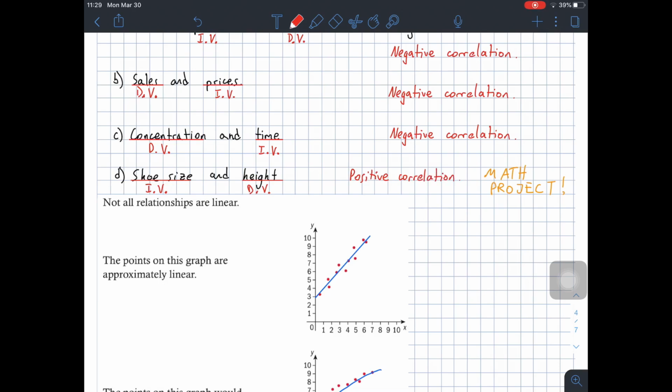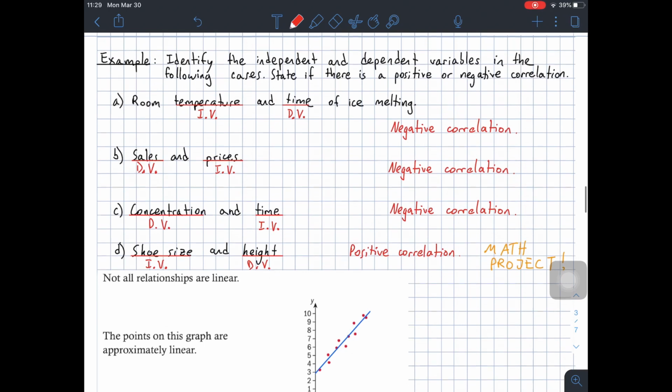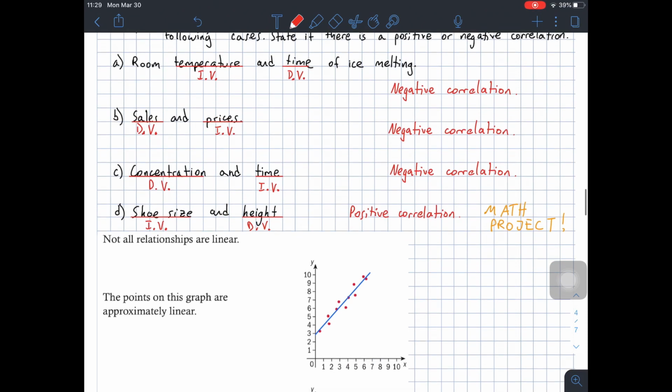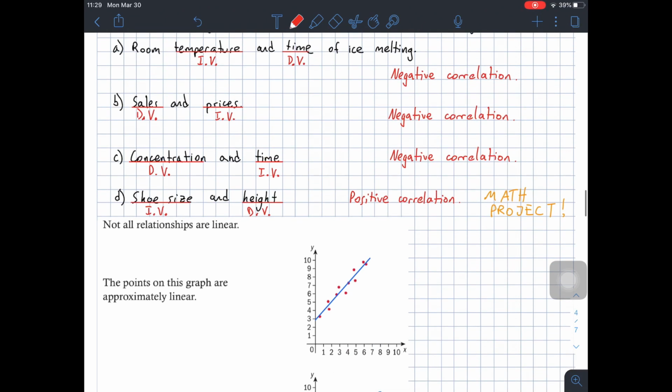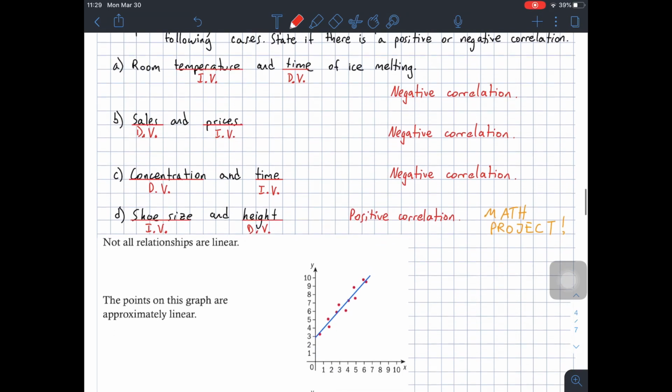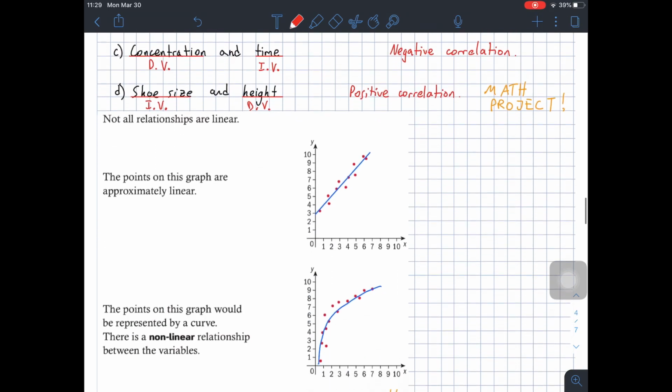Okay, so I think it's clear now how to identify independent and dependent variables and to classify the relationship as negative or positive, or maybe no correlation. In this case, I didn't put any no correlation example. Okay.